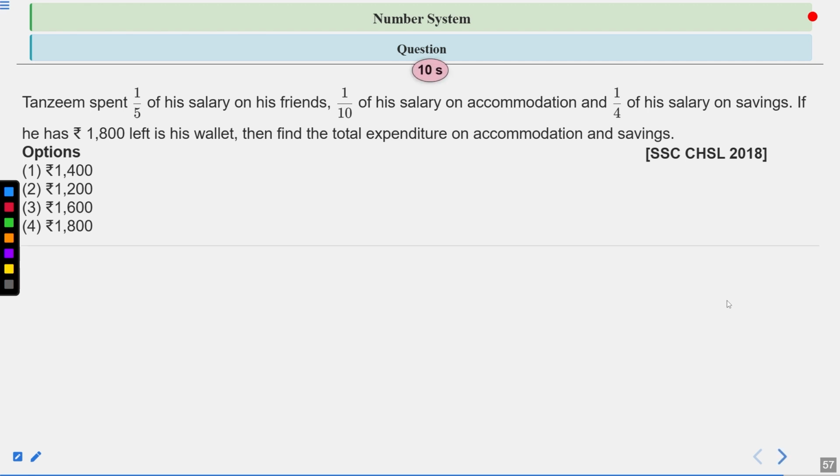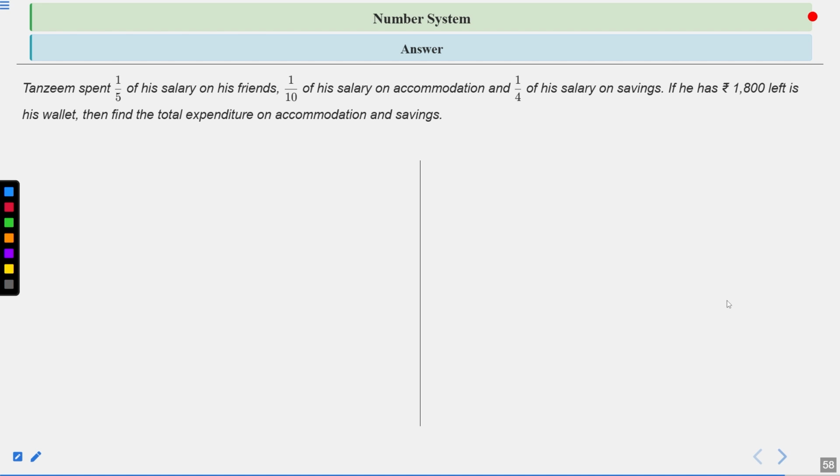Now you have 10 seconds to solve this question. Your time starts now. Now time's up. Let's see the solution of this question. The question says that Tanjeem spent 1/5 of the salary on his friends, 1/10 of his salary on accommodation, 1/4 of his salary on savings, and after that he is left with 1800 rupees. Now the question is to find his total expenditure on accommodation and savings. So we can calculate it. First we need to calculate the total salary. So the correct answer of this question is the first one, which is 1400 rupees.